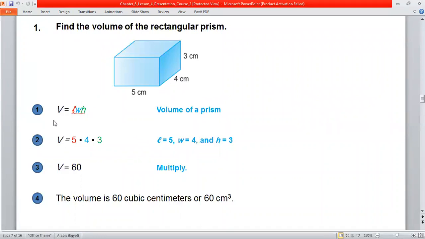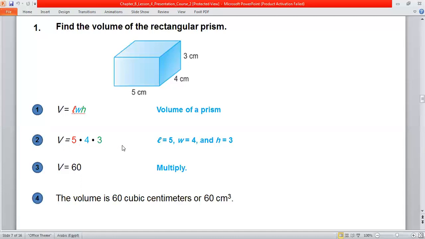Firstly, I will write the rule, I will write the formula. So again, Mohamed, we will do what firstly? I will write the formula. The volume is equal what, Mohamed? Length by width by height, my friend. So again, the volume is equal what? Length by width by height, in the volume of a cuboid.